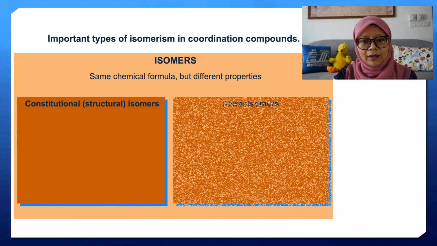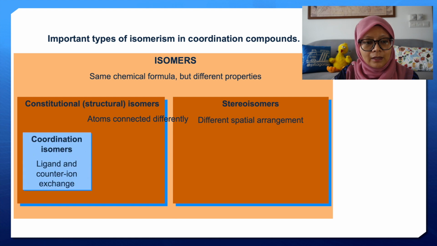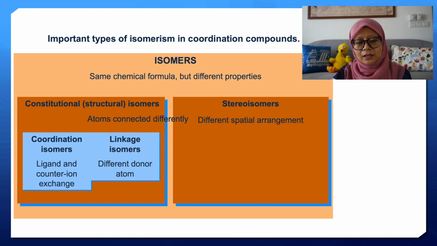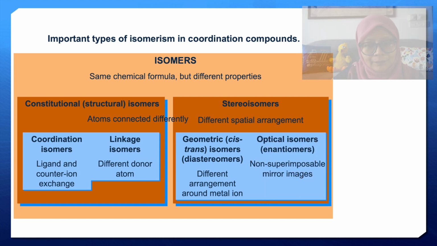So this is what we have learned in part 1, where we discussed the coordination isomers and also the linkage isomers. In this part 2, we will discuss the geometric, or what we call cis-trans or diastereoisomers, based on the different spatial arrangement.